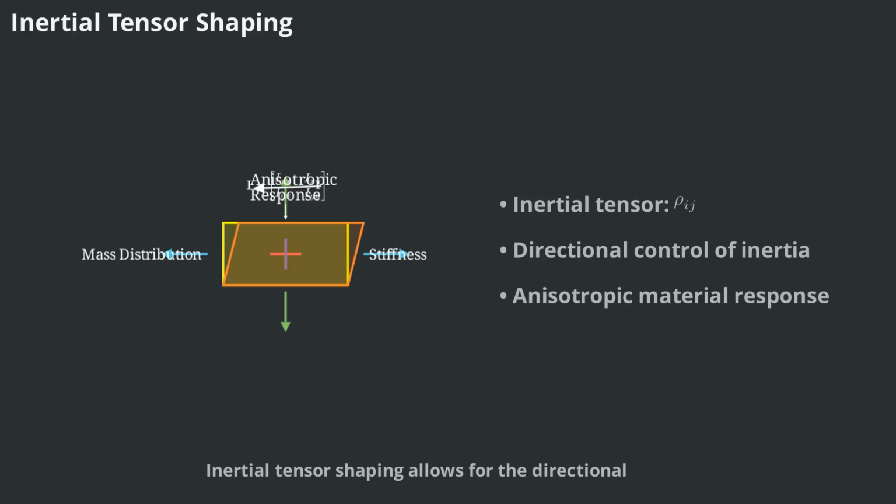Inertial tensor shaping allows for the directional control of a material's response to forces, including gravity. By engineering the distribution of mass and stiffness at the microscopic level, materials can be designed to exhibit anisotropic inertia, making them resistant to deformation or collapse under load.